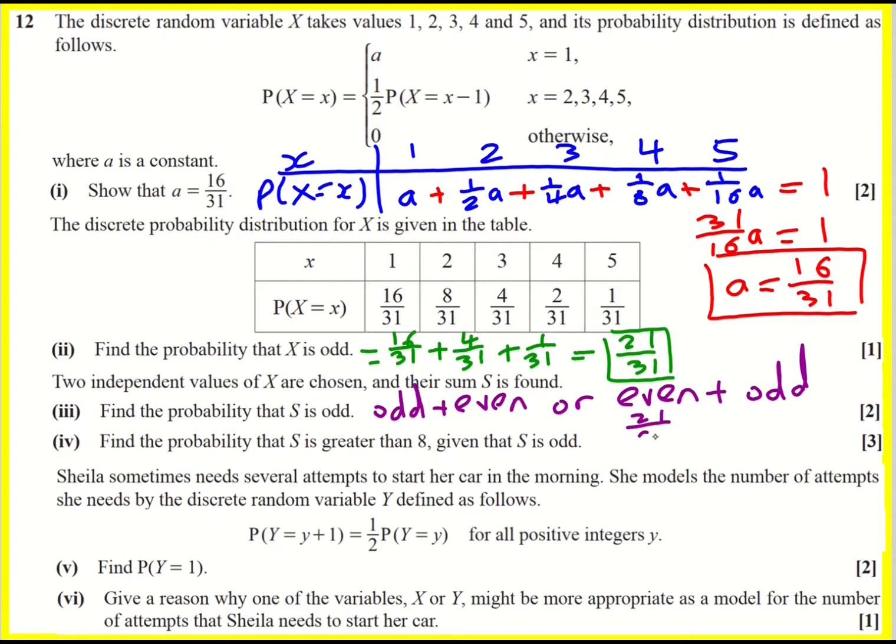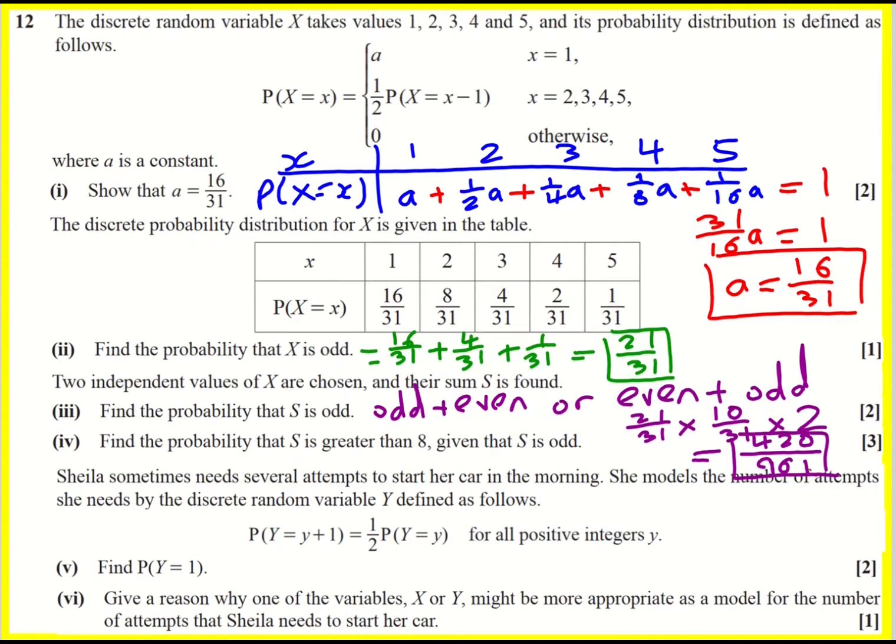It's going to be 21 over 31, and then times by the probability of it being even, which is just going to be 1 minus 21 over 31, 10 over 31. So that's going to be the probability of odd and then even. Even and odd is just going to be in reverse, and we can just times by 2. So that works out really nicely. We get 420 over 961. Going to leave it exact. You could write it to 3 significant figures if you prefer.